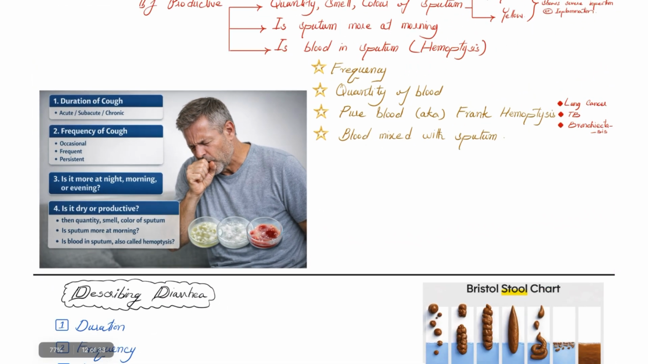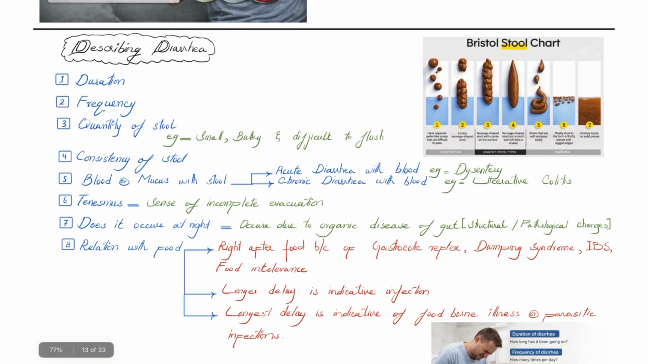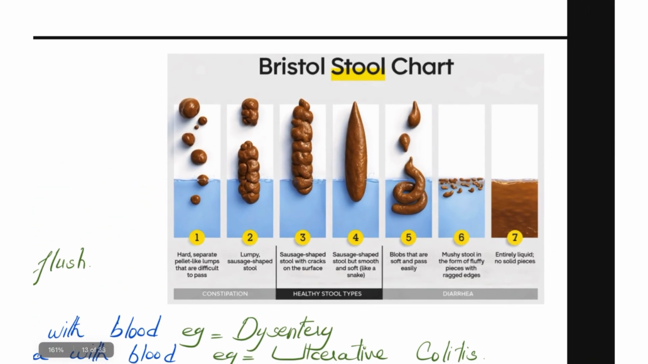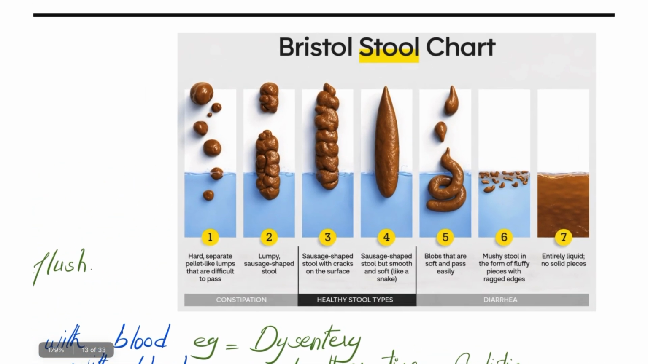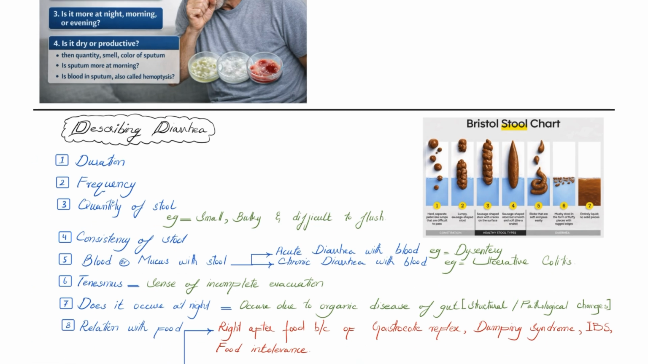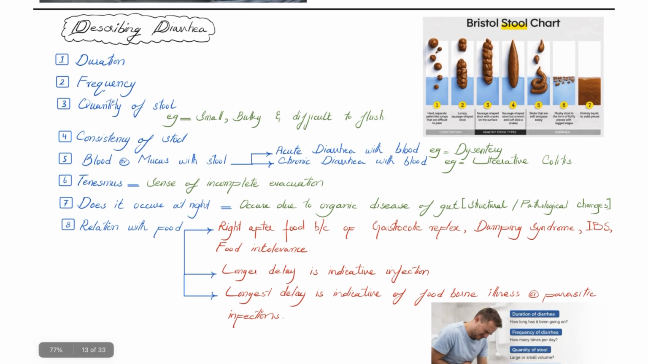Then describe diarrhea. Ask about the duration, frequency, and quantity of stool. For example, if the stool is small, bulky, and difficult to flush, it can be because of malabsorption of fat, and that's called steatorrhea. And then ask about the consistency of stool. You can show the Bristol stool chart to the patient and ask the patient to pinpoint the consistency of his or her diarrhea.